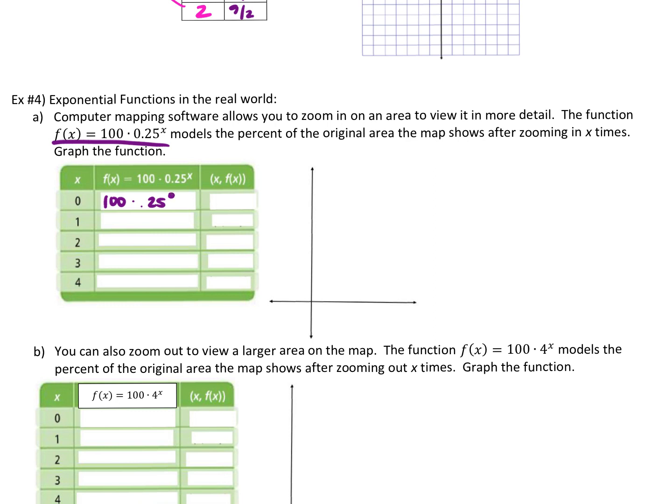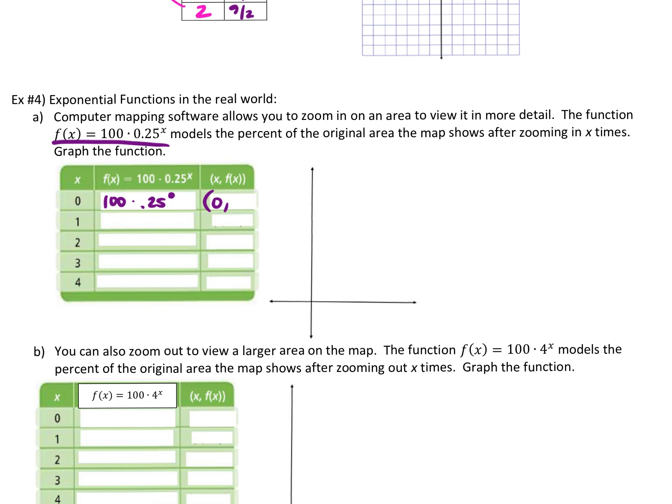Why do you suppose they're not using negatives here? You're not going to zoom in a negative number of times. Real world problems rarely use the negatives. Usually they start those at 0. So that's why this one doesn't have -1, -2 with it. Because in reality, you're not going to zoom in a negative number of times. You're going to zoom in 0 times or 1 time or 2 times. So here's your setup. If you plug that in, you get the point 0, 100.